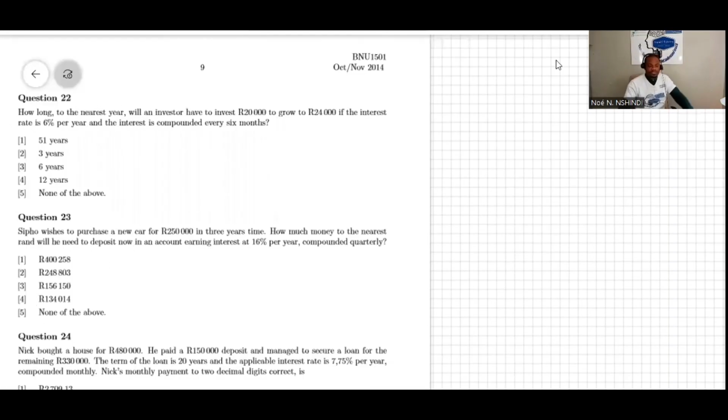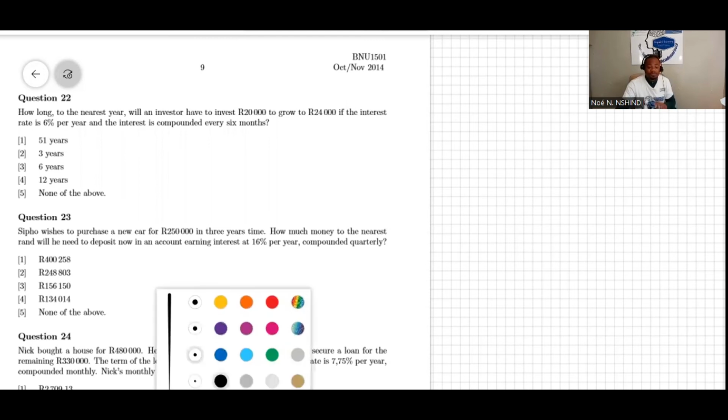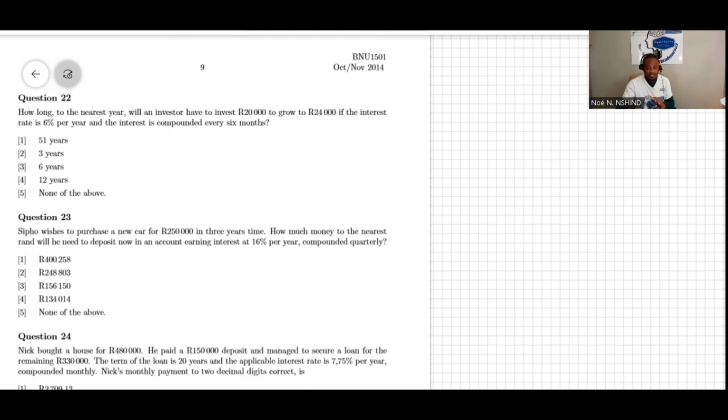Well, we have another question here, question 22. The question says: how long, to the nearest year, will an investor have to invest 20,000 Rand to grow to 24,000 Rand if the interest rate is 6% per year and the interest is compounded every 6 months? For questions like this, I prefer to start by identifying the unknown from the question. When the question says how long, we're looking for n. In this case, n is the unknown.